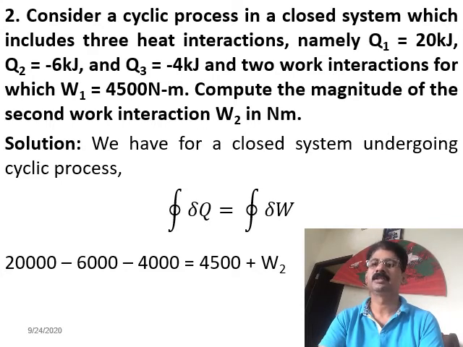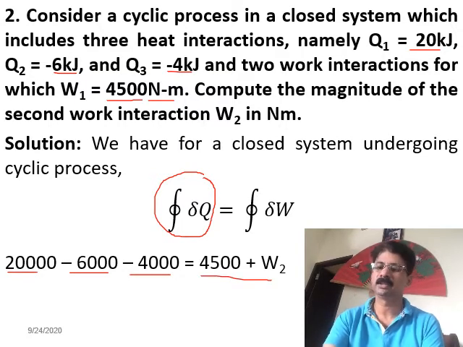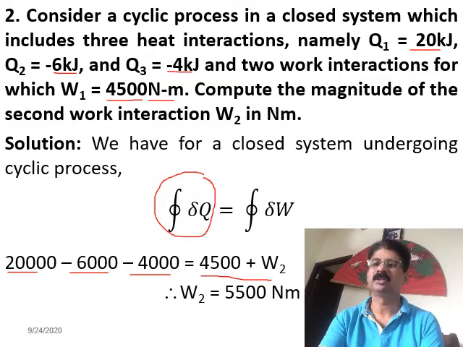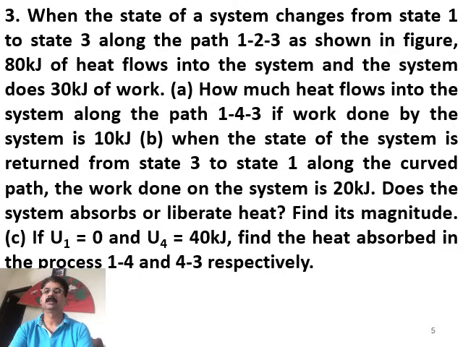Newton meter is nothing but joule. So here it is 4500 joule, but here all the heat terms are in kilojoules. So what you have to do is make it joules. That is 20,000, minus 6,000 and minus 4,000. So that is nothing but the cyclic integral of del q. On the other side you have 4500 plus W2. So it's very simple. You will get W2 as 5500 Newton meter. So positive sign.